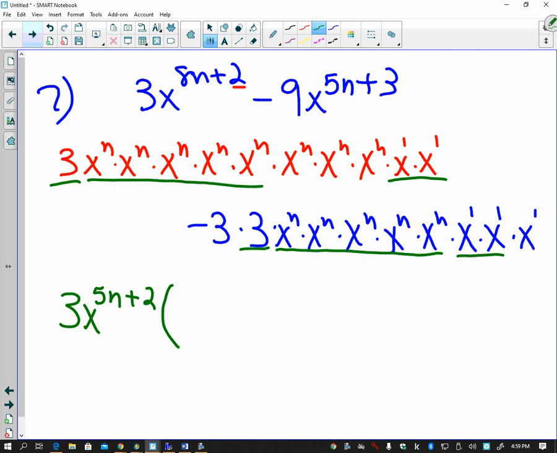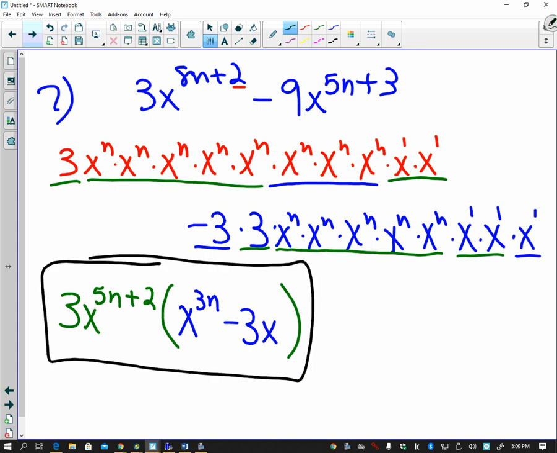So what we put inside then is whatever's left. So we have x^(3n). Doesn't look like there's anything else there. Minus 3, and looks like x. Okay, let's check that against the answer key. 3x^(5n) times (x^(3n) minus 3x). Actually the key says 3x^(5n) plus 2 times x^(3n) minus 3x. So this right here is our answer.